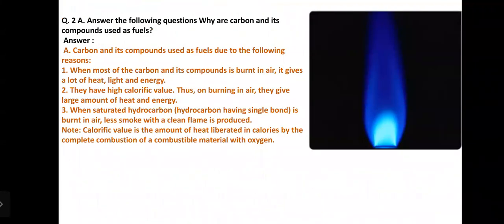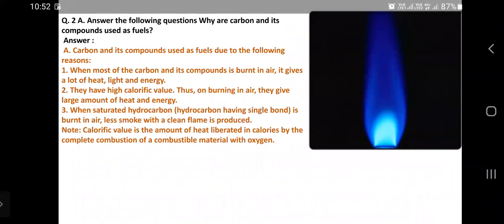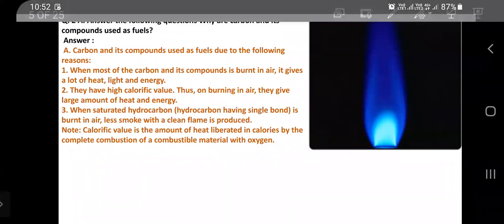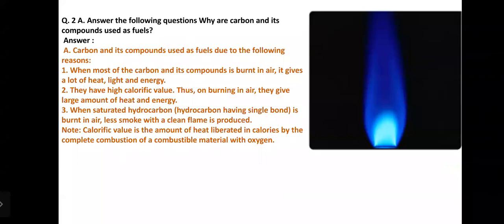Another question, number 2. Answer the following questions. Why are carbon and its compounds used as a fuel? Why do we use carbon as a fuel? So the first answer, A. Carbon and its compounds are used as a fuel due to the following reasons.